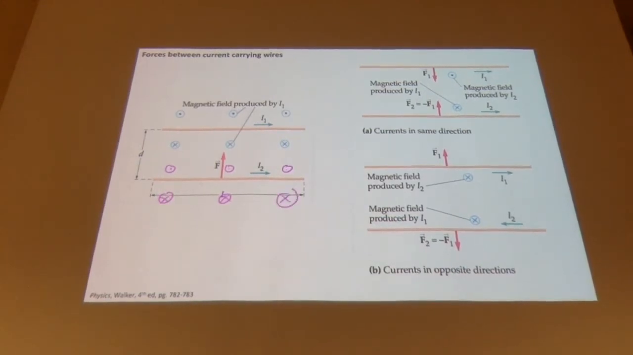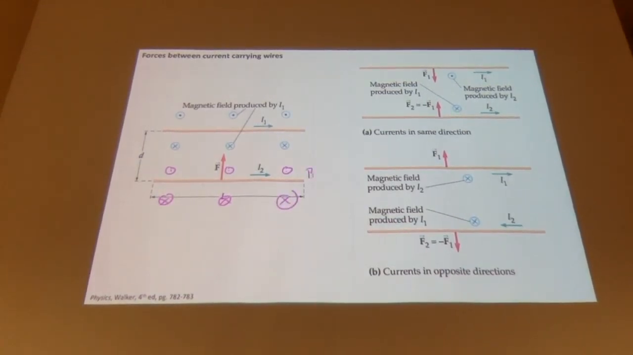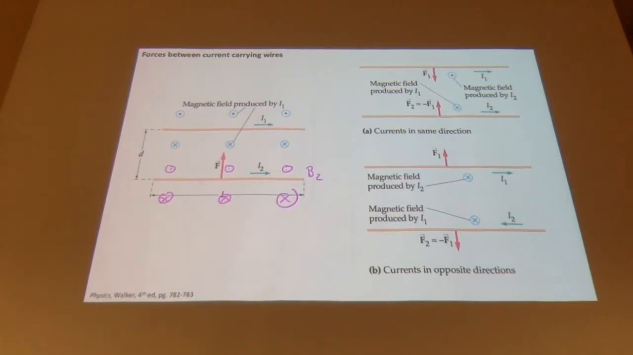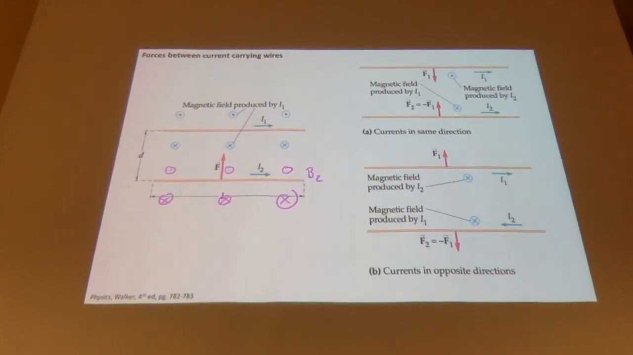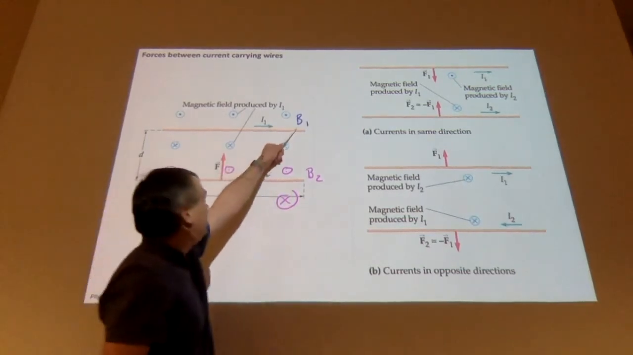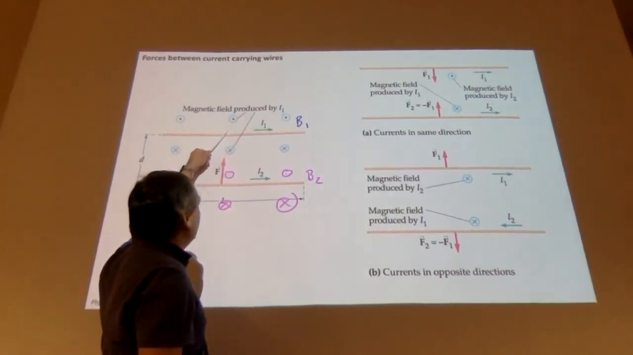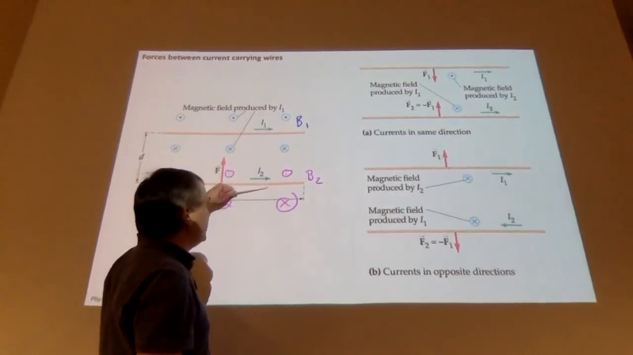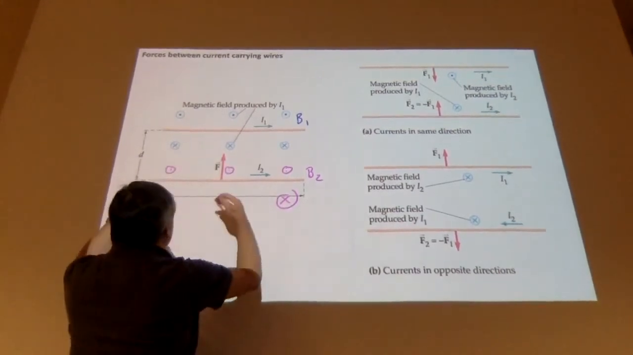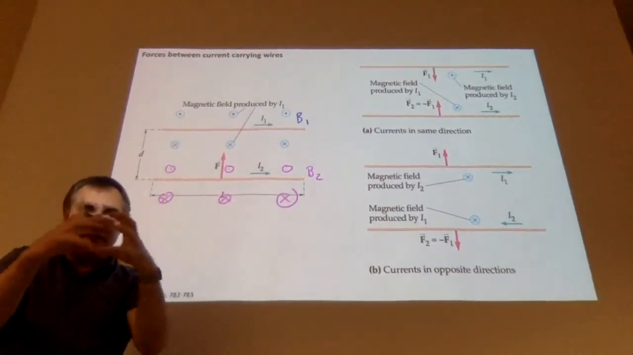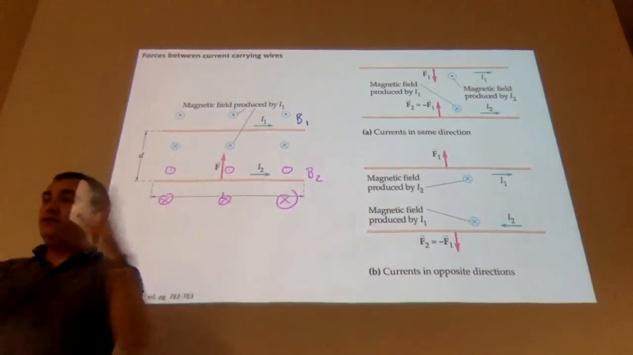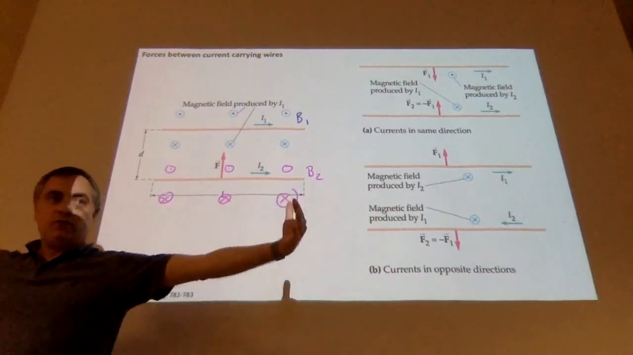So this is the magnetic field, let's call it B2, and this one at the top is B1. So this one is creating a magnetic field around it we call B1, and this one is creating a magnetic field around it called B2. Just keep in mind, it's not just right around it, it's everywhere around it. It just gets weaker the farther you get away.